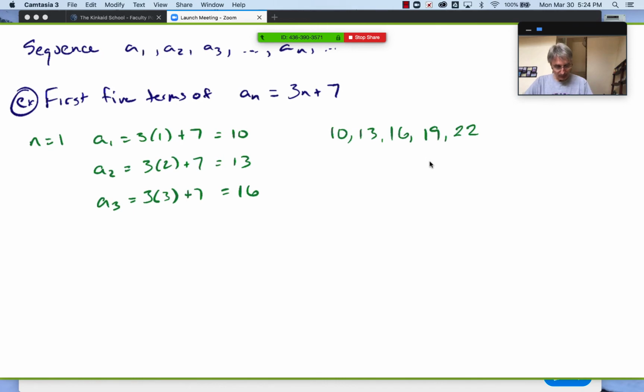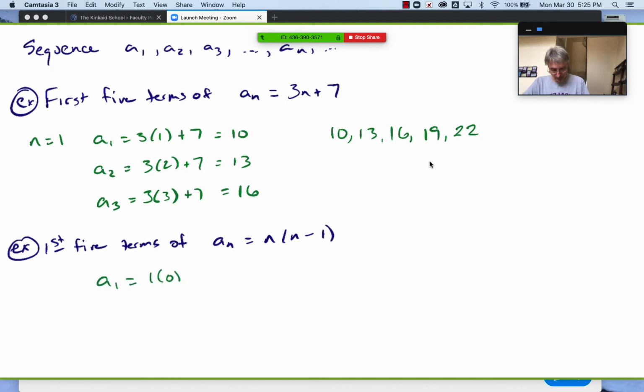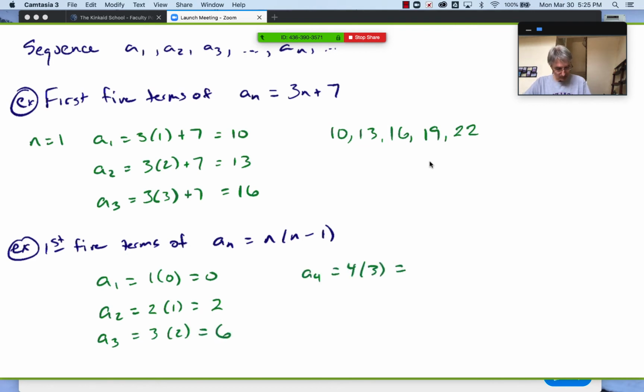Similarly, let's say I want to find the first 5 terms of, say, a sub n equals n times n minus 1. So a sub 1 would be 1 times 0, which is 0. A sub 2 would be 2 times 1, so 2. A sub 3, 3 times 2 is 6. A sub 4, 4 times 3 equals 12. And a sub 5 equals 5 times 4 equals 20.